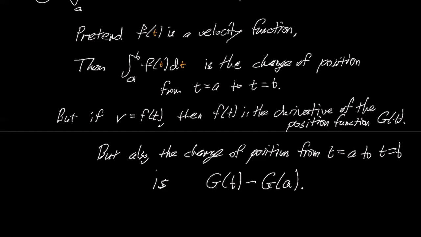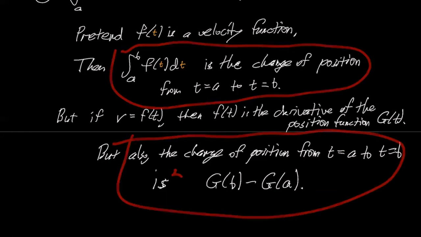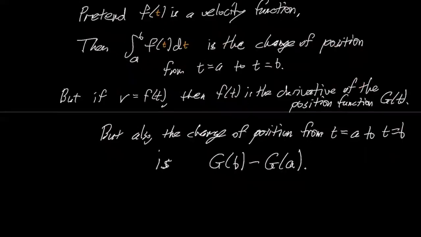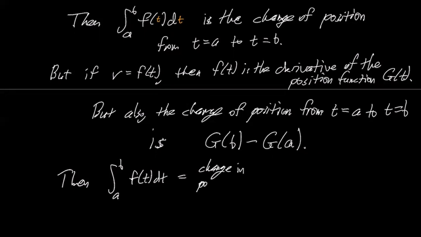And so we have two different things that equal the same thing. They both equal the change in position. And therefore they equal each other. So yeah, the integral from a to b of f of t dt equals the change in position from t equals a to t equals b, which equals g of b minus g of a.